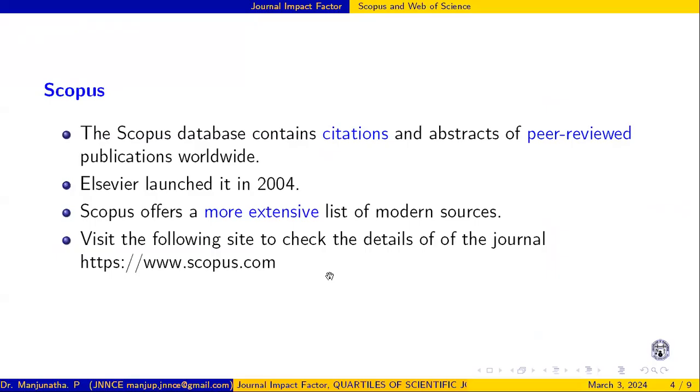Coming to Scopus, it is also a database that contains citations and abstracts of peer-reviewed publications worldwide. Elsevier launched it in 2004 and it offers a more extensive list of modern sources. And the link to check is www.scopus.com. We'll see that.